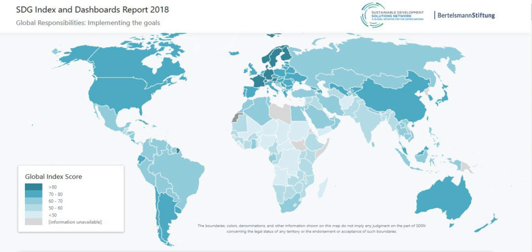Attention to health and well-being also includes targets related to the prevention and treatment of substance abuse, deaths and injuries from traffic accidents and from hazardous chemicals and air, water and soil pollution and contamination.